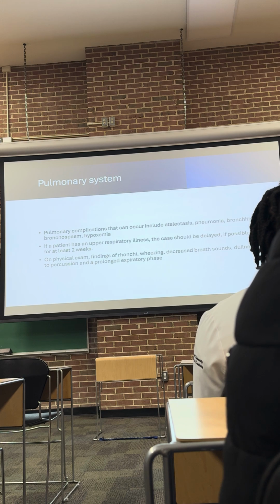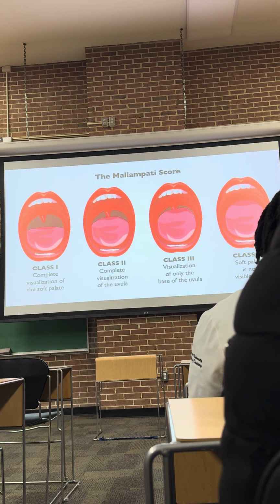Things that you can possibly see from them on physical exam could be signs of wheezing, decreased breath sounds, dullness. So especially for patients who have asthma or COPD, they can experience wheezing when they're expiring their air. So you want to make sure you listen to that, because that's another thing that's concerning for putting them in the chair. This is just showing you Mallampati score.